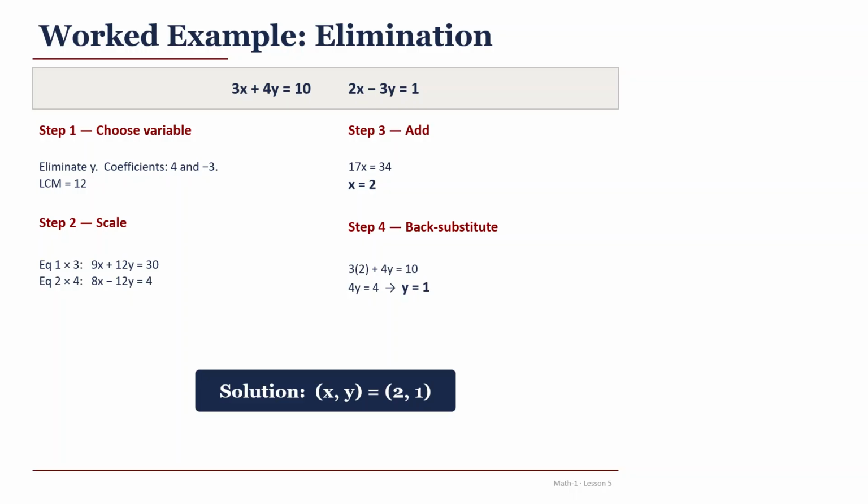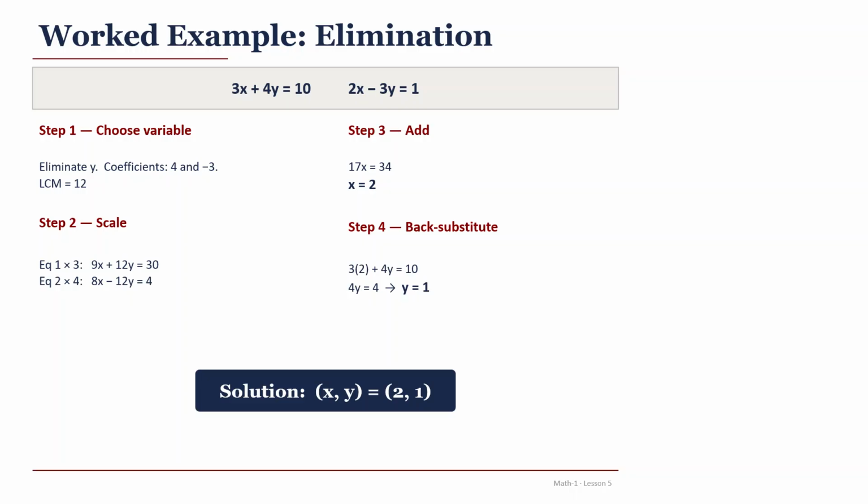Critical detail. When you multiply an equation by a constant, you must multiply every term, including the right-hand side constant. Forgetting to scale the constant is the most common mistake at this step. Step 3. Add the equations. The y terms cancel and we get 17x equals 34, so x equals 2.